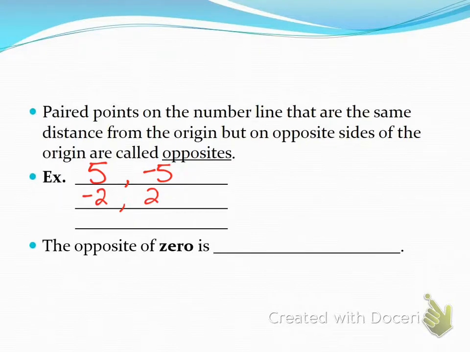So I'll put 3.14. What's its opposite? Good, negative 3.14. So you can start with a positive and its opposite is negative. Start with a negative, its opposite's positive. They could be whole numbers, decimals, fractions. Any real number has an opposite.